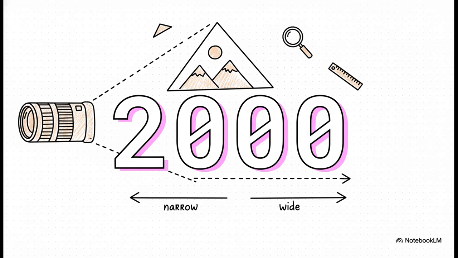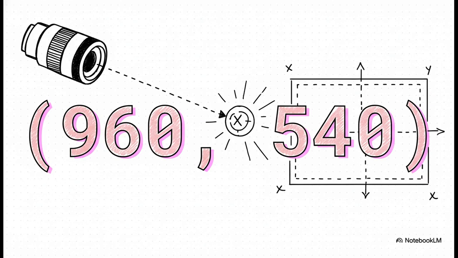The first key value is that number, 2000. That's the focal length, measured in pixels. This basically tells us how zoomed in the camera's view is. It's the zoom level that's literally baked into the physical lens. The second piece of info is the principal point. These two coordinates, 960 and 540, tell us the exact pixel that sits right at the optical center of the camera sensor. And what's interesting is that this is almost never the perfect geometric center of the image.